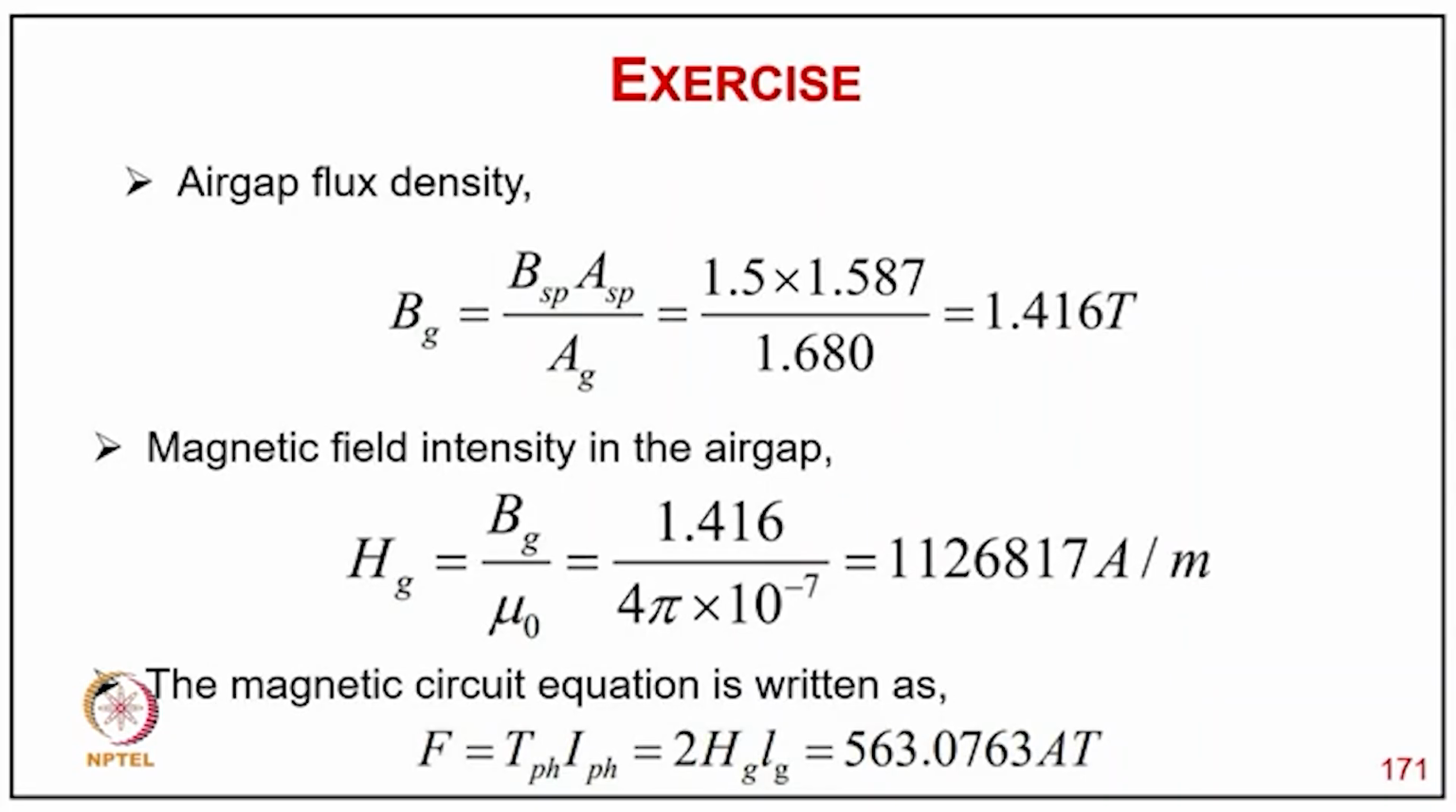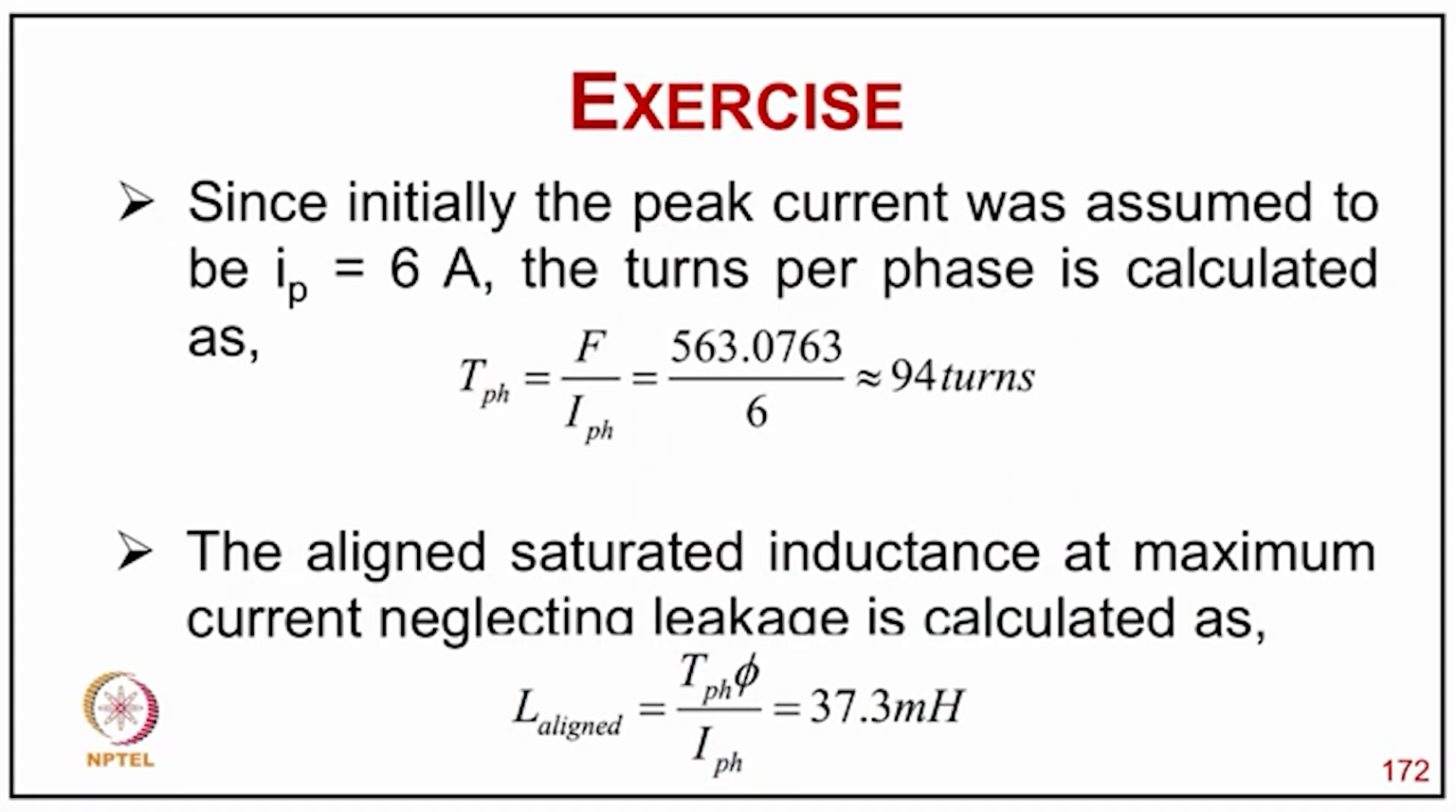Magnetic field intensity H equal to BG upon mu0, it comes typically 1126817 ampere per meter. Magnetic circuit equation written as F equal to TPH into IPH, that is 2 HG LG equal to 563.07. Since initially the peak current was assumed to be IP equal to 12, the turns per phase calculated, TPH equal to F upon IPH, comes 94 turns. Aligned inductance and maximum current, neglecting leakage, is calculated as L equal to TPH phi upon IPH, that's 37.7 millihenry.